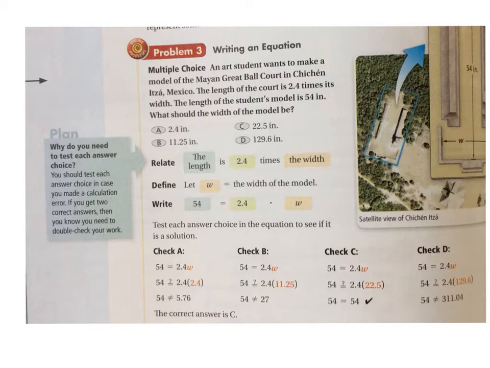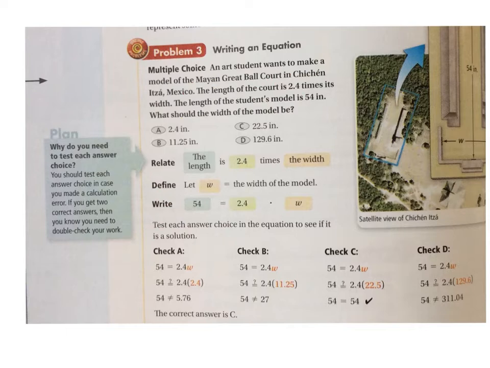So what we're looking for here is, remember we talked the other day, that definition, right? That let statement. Let W equal the width of the model, because that's the part we're looking for here. And it's 2.4 times the width, so the length is 2.4 times the width. Again, we're looking for the width, so we define it in terms of W, the width. We write the following. We know that 54, right, is what we're shooting for here. That's the length, and it is 2.4 times the width. So 2.4 W equals 54. And obviously you guys should be able to solve this, right? Divide both sides by 2.4.